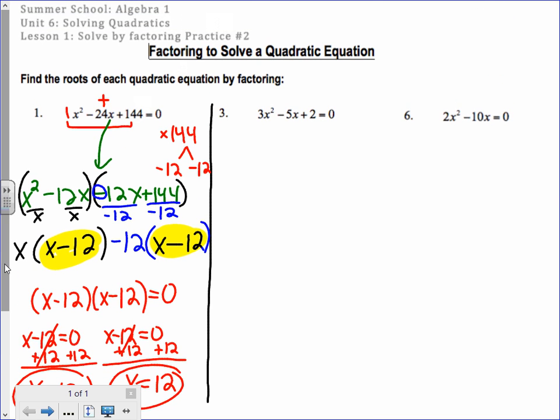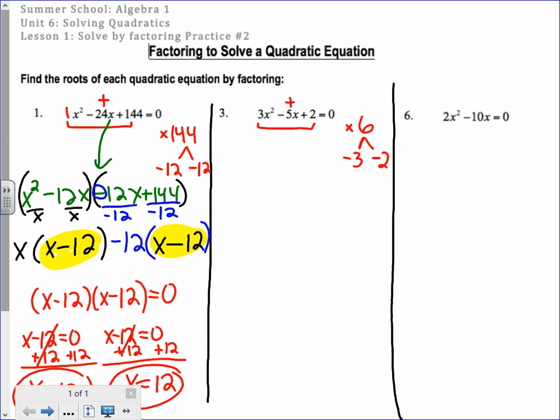All right, now let's look at number 3. Number 3 is also a trinomial. There are 3 terms, but this time there's a leading coefficient of 3. So I'm going to start by multiplying the 3 and the 2. That's 6. So I need to find two numbers that multiply to 6 and add to negative 5. These two numbers end up being negative 3 and negative 2.